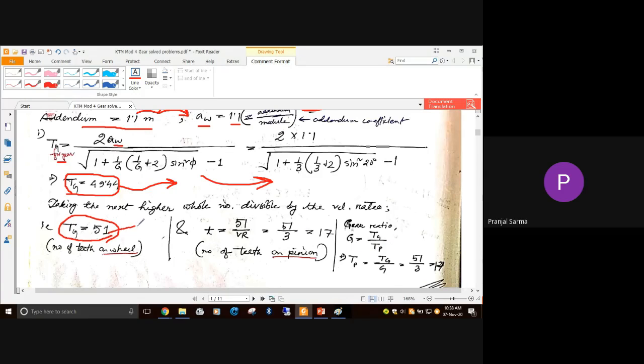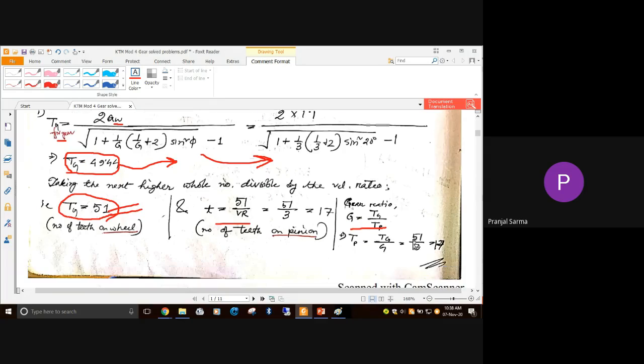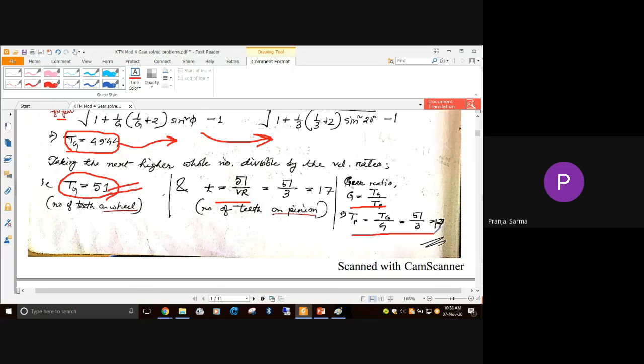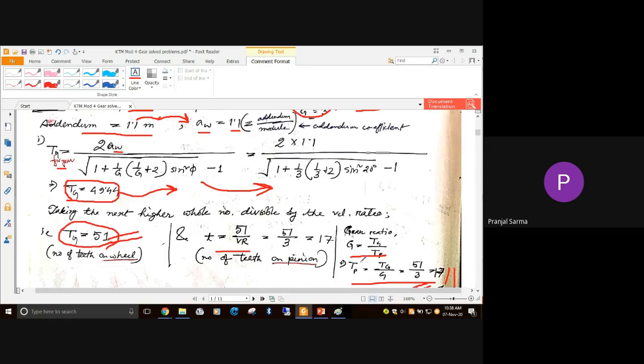Since we already know one of the values of the teeth, you can directly utilize the gear ratio or velocity ratio concept and find out the number of teeth on the pinion. What we know is that the gear ratio is Tg by Tp, the number of teeth in the gear divided by the number of teeth in the pinion. We have just found Tg to be 51, and the gear ratio is 3, so 51 by 3 gives the number of teeth on the pinion, which comes out to be 17. So these are the two answers for the first case. Understood?